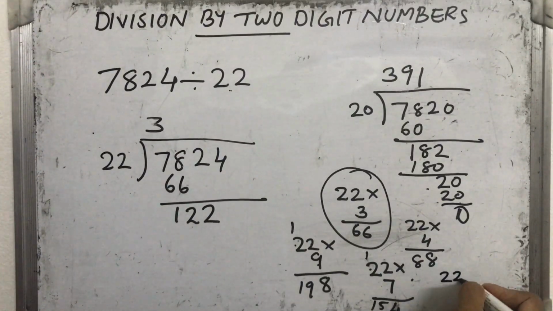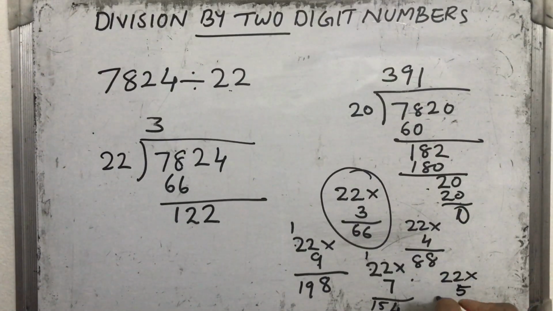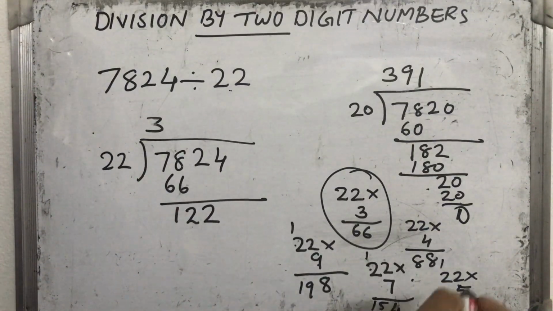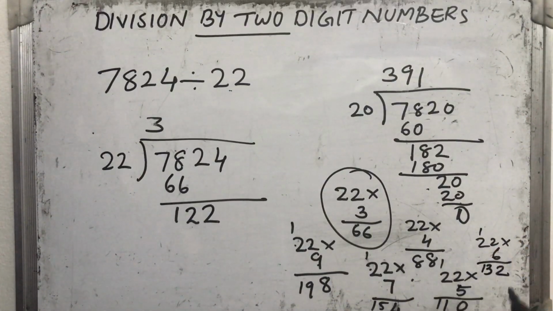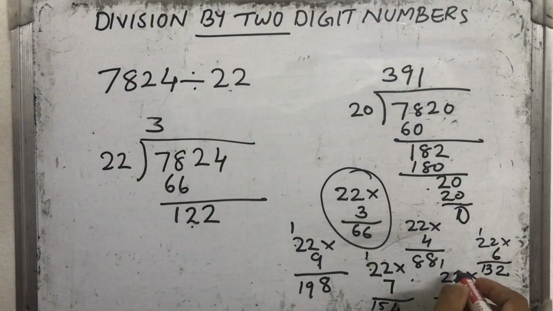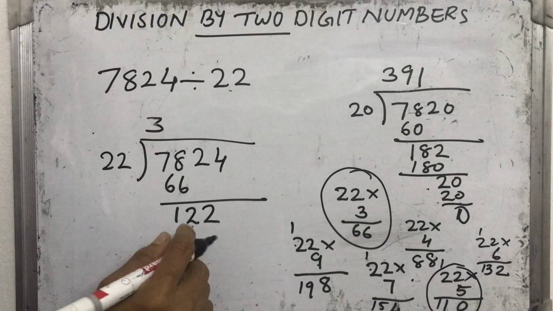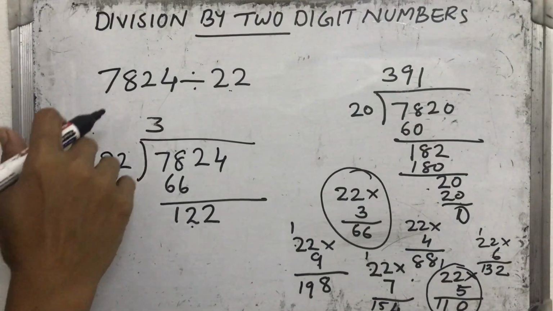So next will be 22 into 5. What will happen? That is 5, not 4. We can check. Carrying 1. 5 into 2, 10 plus 1, 11. 22 when we multiply with 5, we get 110. Okay, so if it is 22 with 6, what will happen? 132. That is also greater than this 122. Okay, so which number can we take here? It is 5. So when we divide 122 by 22, we will get 5.